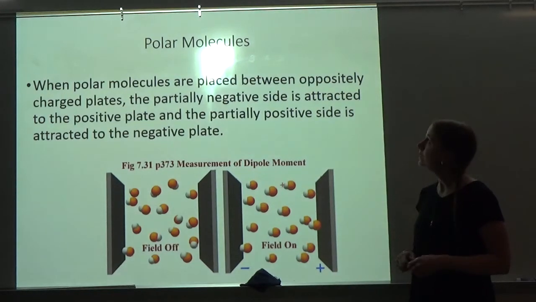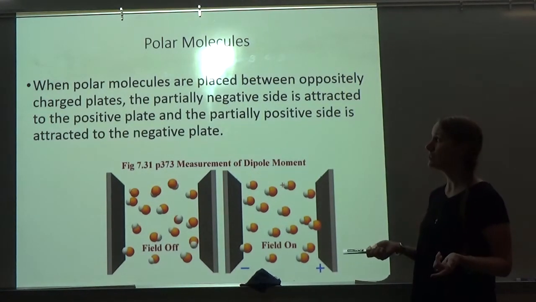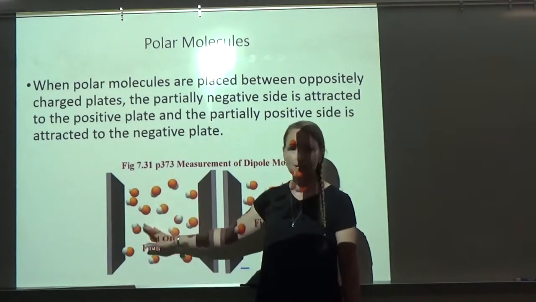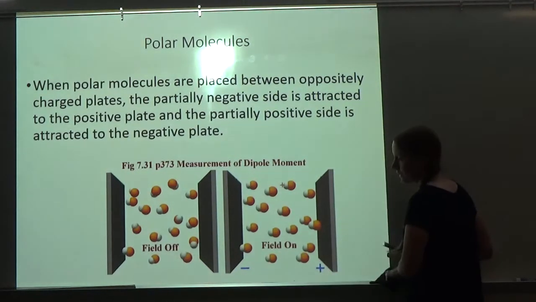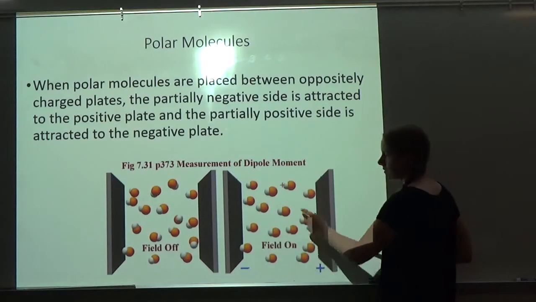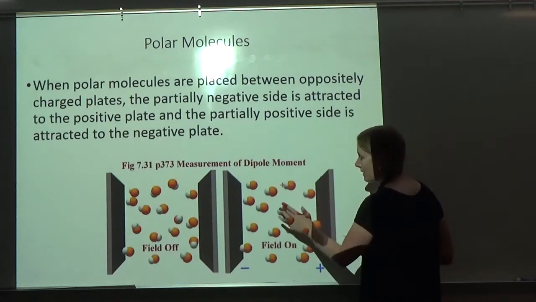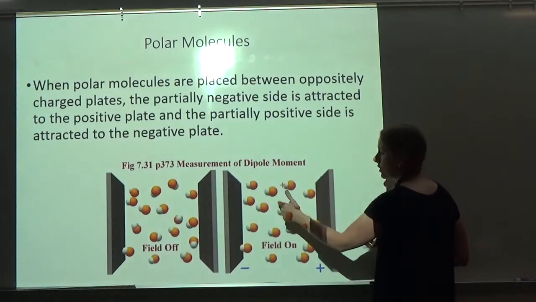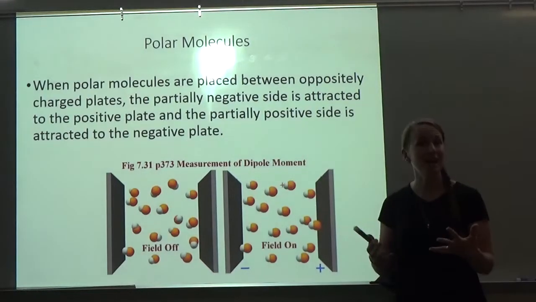When polar molecules are placed between oppositely charged plates, the partially negative side is attracted to the positive plate, and the partially positive side is attracted to the negative plate. When the electric field is not on, all the molecules are randomly arranged. Once we turn it on, here's our positive plate, here's our negative plate, and you can see they've all lined up. The white side is the positive side, so all the white positive sides are attracted towards the negative plate, and all the orange negative sides are attracted to the positive plate. So it just causes polar molecules to align together.